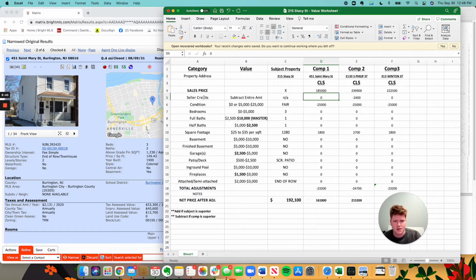All right, so next, is there any seller credit? So this is how you do this. Fill in each cell here as you go down. Take your time. I could run through this pretty quick because I've done it a million times.